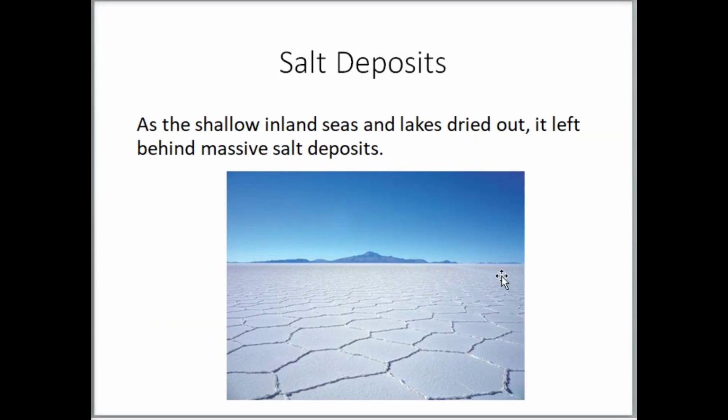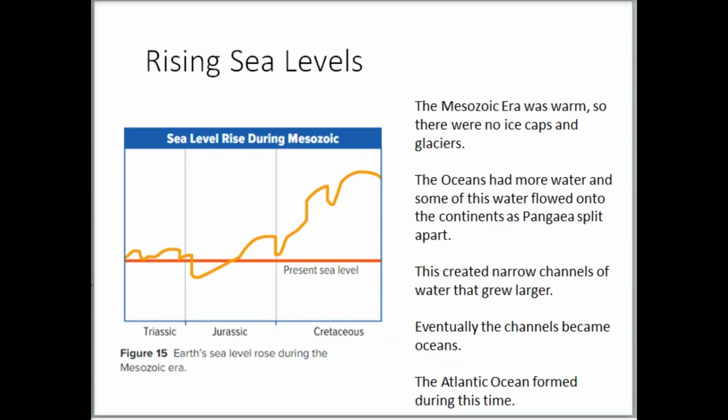So as shallow inland seas dried out, because it's salt water and the water evaporates, what's left behind are these huge giant salt deposits. So you get these salt lakes in places like, so this is Bonneville, but there are other places where you get salt lakes as well. And these started off in the Mesozoic era.